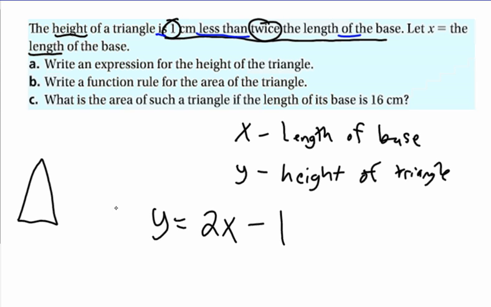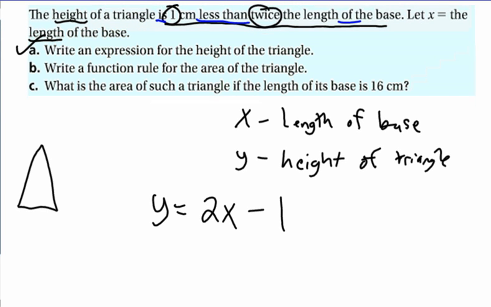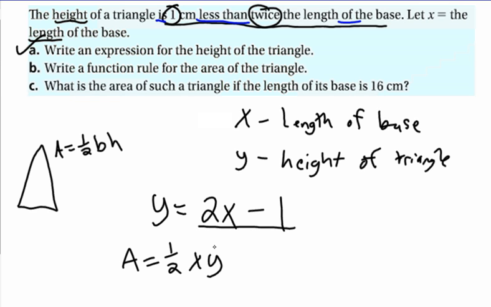That's letter A. Now letter B says write a function rule, or an equation, for the area of the triangle. All right, how do we find the area of a triangle? Remember, area of a triangle is equal to 1/2 base times height. So in this case, the area, we're going to have more than one variable here. Look at the 1/2, the base, which is x, times the height, which is y. Or in this case, 2x minus 1. I could go in for the y. Okay, that's actually what we are going to do in a little bit.